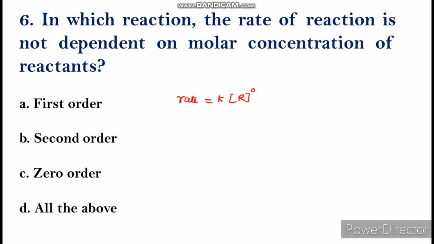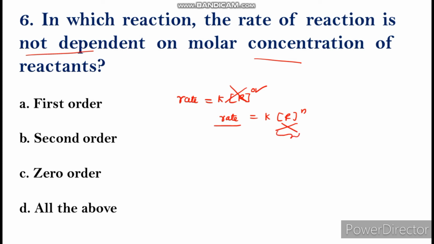It means we should not have this term at all. We should not have this term means the power has to be 0, right? For example, the general form is rate equals K into R raised to n, where R is the molar concentration of reactant. So in the rate equation, they are telling it is not dependent on concentration. It means you should not have this term.